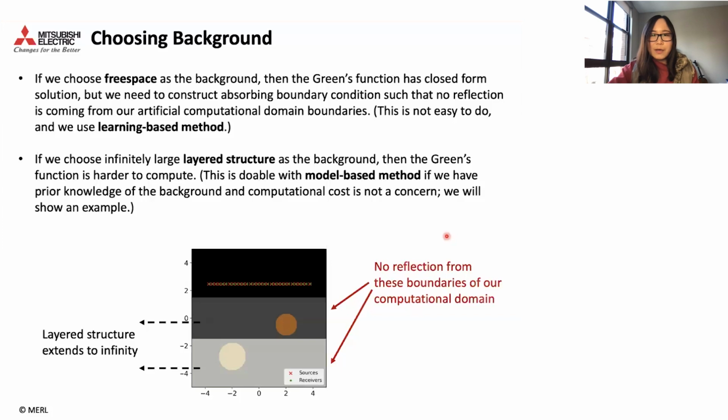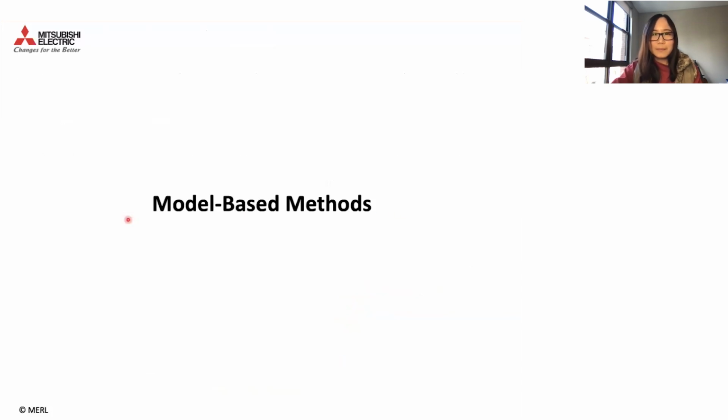But it is doable. If we can estimate the background, then we can compute the Green's function for this background, and then we can just use a model-based method, like a classical method, to estimate the object that is buried in this layered structure. This is totally doable, but it's very computationally expensive, and we will show an example right now.